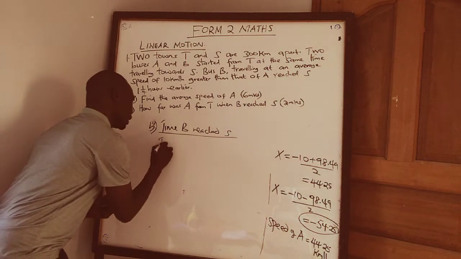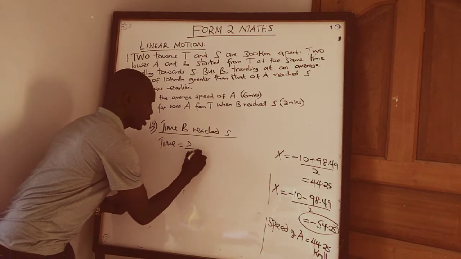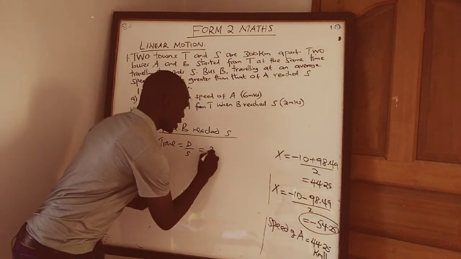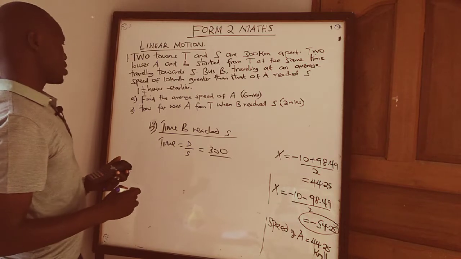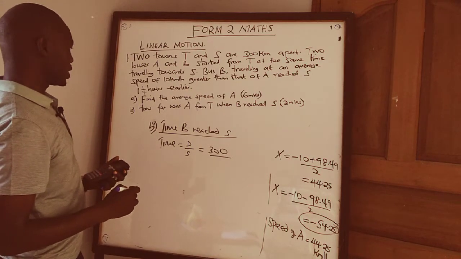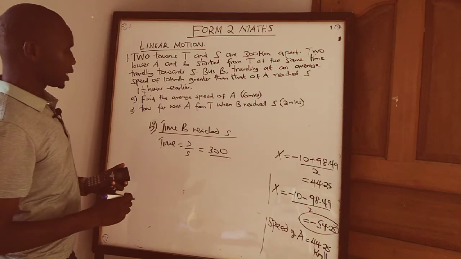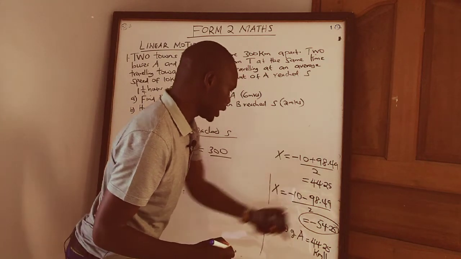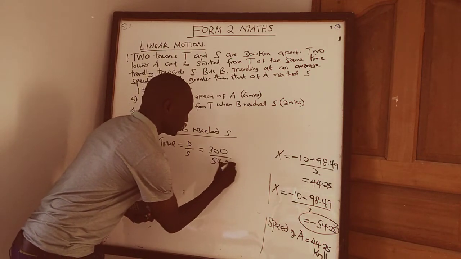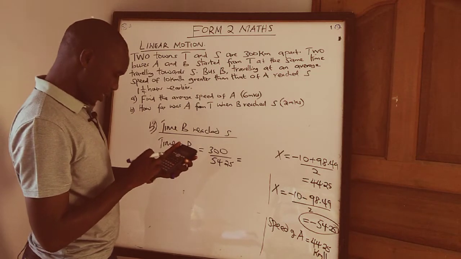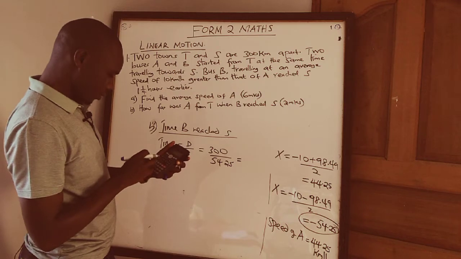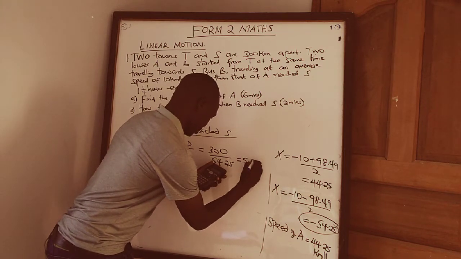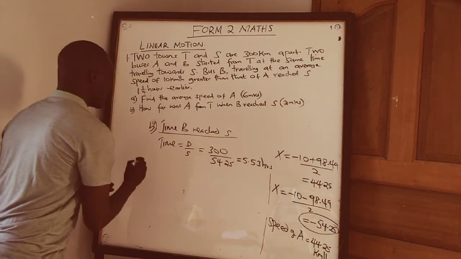The time B reached S, we know time is given by distance over speed, and we know that the distance between T and S is 300. We divide by the speed for B. Since B was traveling at 10 kilometers per hour greater than A, which is 44.25, we add the 10, and it is going to give us 54.25. So the time is 300 divided by 54.25, and this one gives us 5.53 hours.